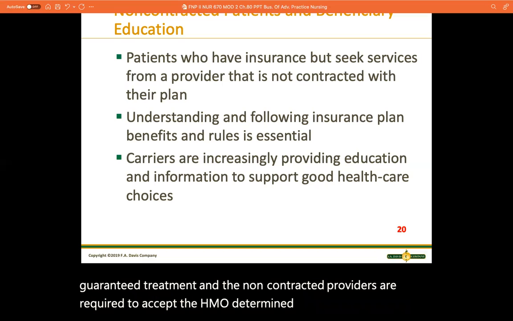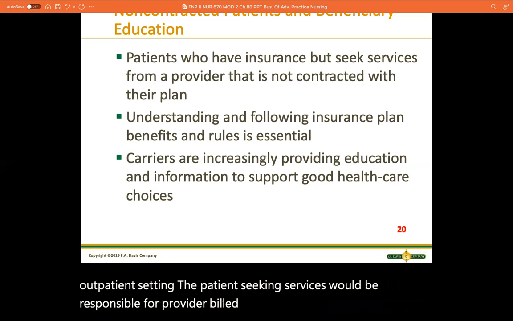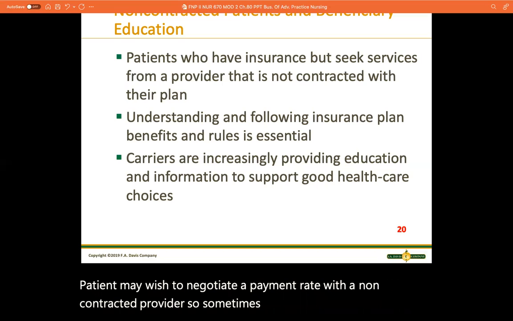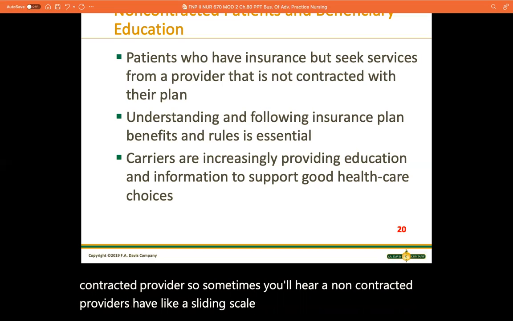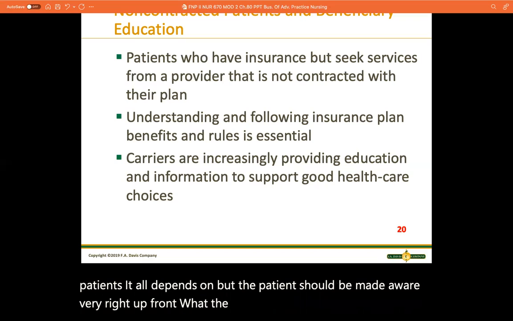In the office or outpatient setting, the patient seeking services would be responsible for the provider billed payment. This patient may wish to negotiate a payment rate with a non-contracted provider. So sometimes you'll hear that non-contracted providers have a sliding scale fee that they'll work with patients. It all depends on the provider, but the patient should be made aware right up front what the expectation is in terms of billing.